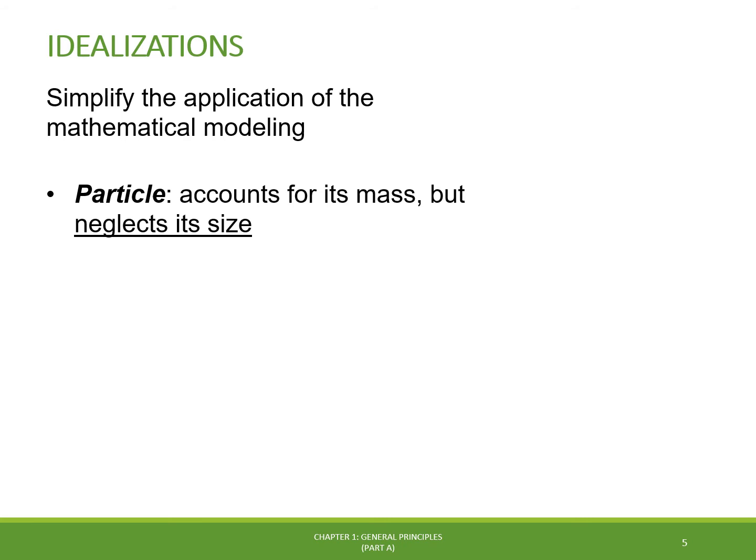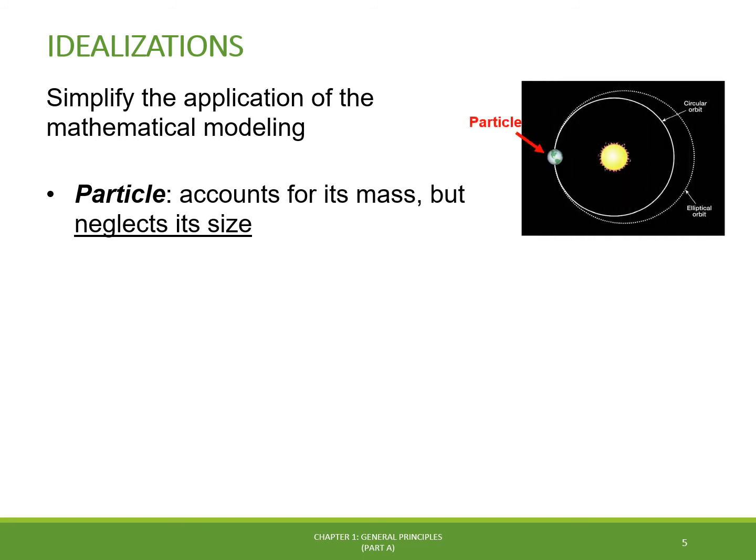The first one is the particle idealization. In this one, we assume that the body behaves like a particle, in which we account only for its mass, neglecting its size. For example, when studying the orbital motion of the Earth around the Sun, the size of the Earth is insignificant compared to the size of its orbit, and then the Earth can be modeled as a particle. This brings a huge simplification to the problem, since we don't need to worry about the geometry of the body under analysis.